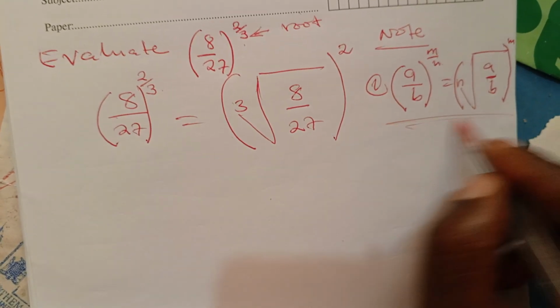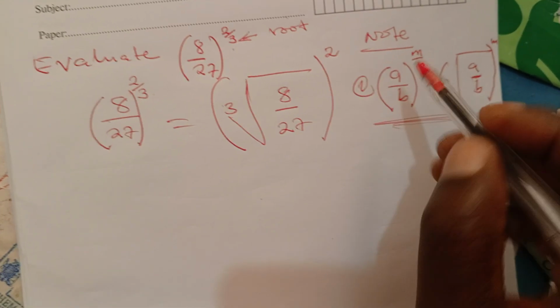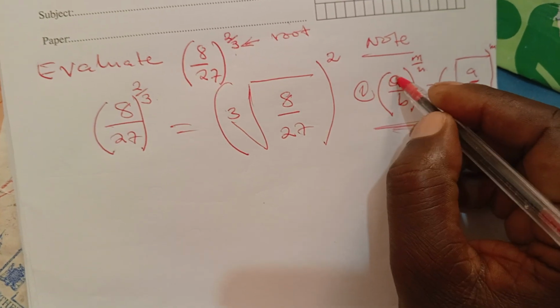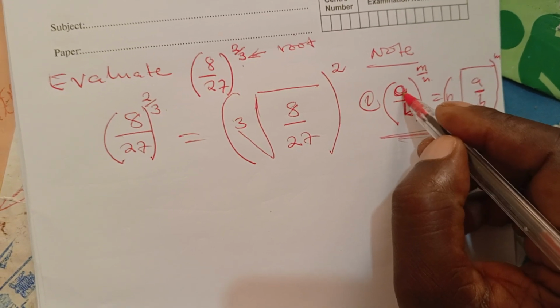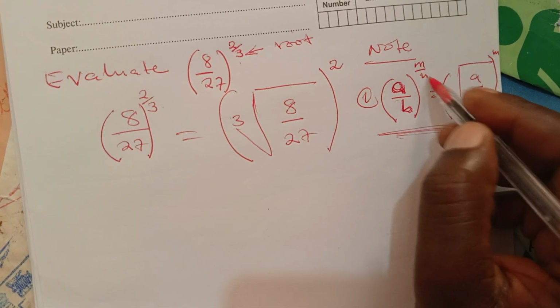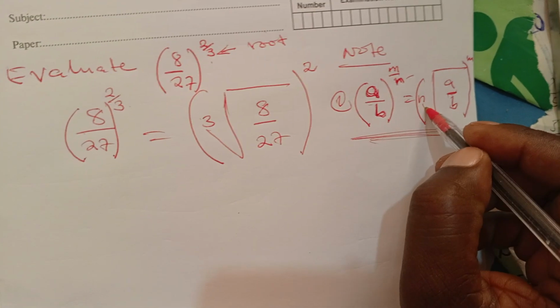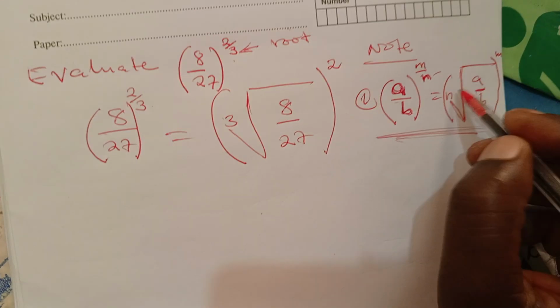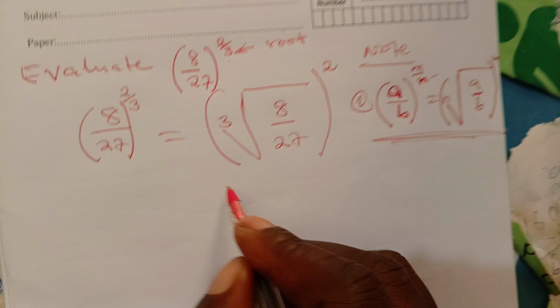So if you know how to interpret this, it won't give you a problem. I'm saying it is coming from the laws of indices, where they are telling us that a over b to the power m over n, where this denominator is the root. When you write the root sign, you put the n here. So now how do we answer this question?